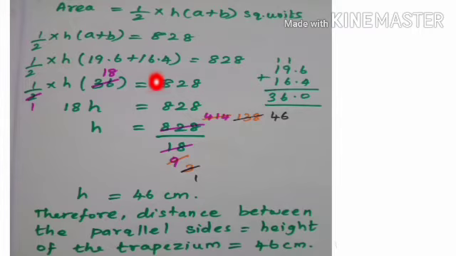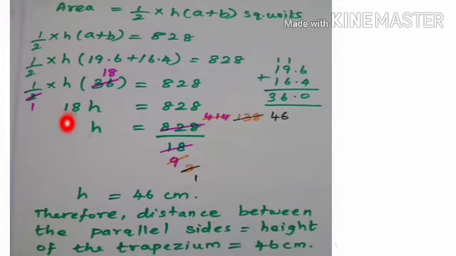Now by using the BODMAS rule, we have to do the calculation within the bracket first. So 19.6 plus 16.4. We know how to add the decimal values. So 19.6 plus 16.4 we get 36.0, and 1 by 2 into h into 36 is equal to 828. Now cancelling 36 and 2 we get 1 times and 18 times. 18h is equal to 828.